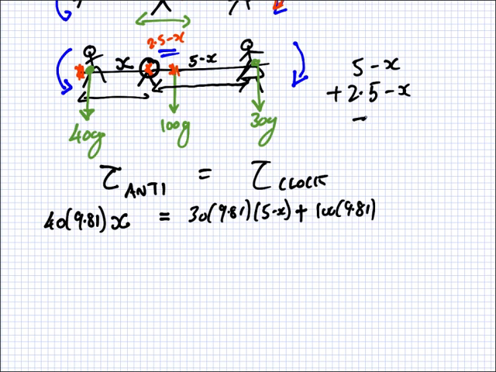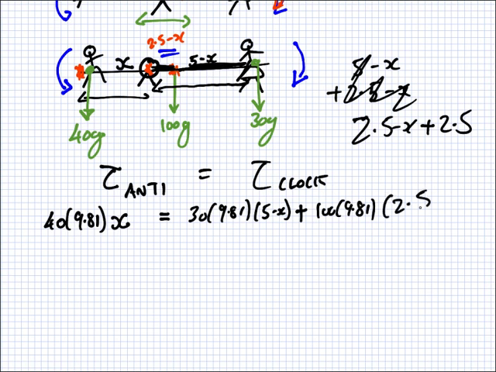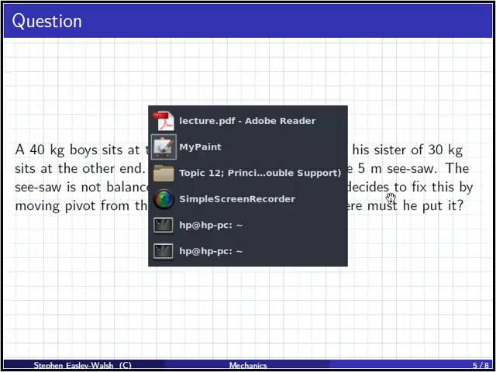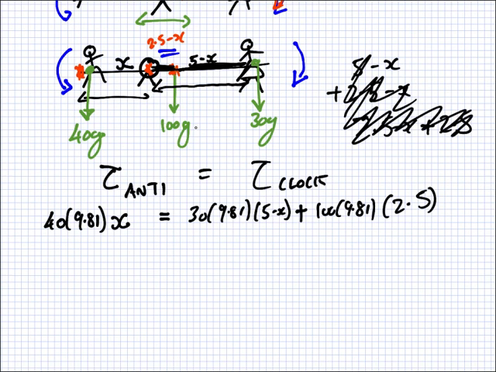Is that right? 2.5 plus... Oh no, sorry, I'm doing something wrong. It's 2.5 minus x plus 2.5, isn't it? Yeah, sorry. Is the seesaw 10 meters in the question? No, I think it said 5 in the question. Sorry, I'm being stupid. What am I doing? No, hang on, some coffee is needed.